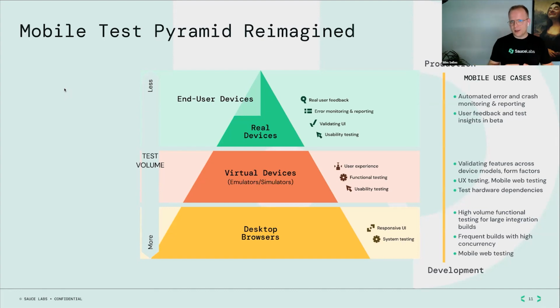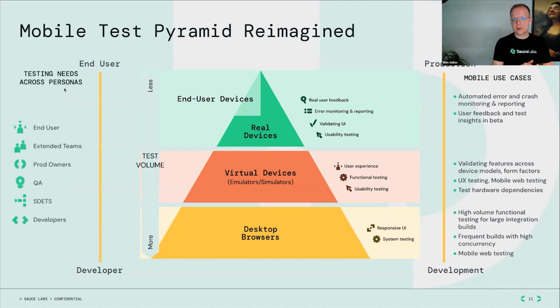If you look at this and also divide it into steps, you would also see that the more you go toward production, the more chance you go to the real devices. And it's basically the same with the personas. The developers would mainly focus on the desktop browsers or on the virtual devices. There would be more of a mixture between QAs, your end users, your extended teams or your product owners using the real devices.